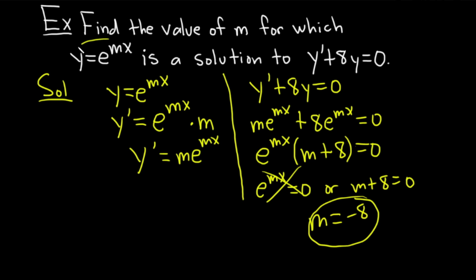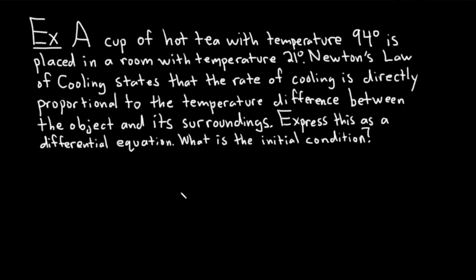Remember, for y equals e to the mx to be a solution to the differential equation, it basically means if we plug it in, the equation is true. And that's what we've done. We took the first derivative, we replaced y prime with the first derivative and y with the function, and we ended up solving for m. Okay, let's do a different type of problem. Let's do this problem, which is very interesting.